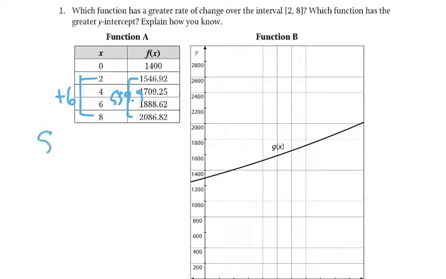So 539.9 over 6 gives me 89.983 repeated. Okay, so that's its rate of change.